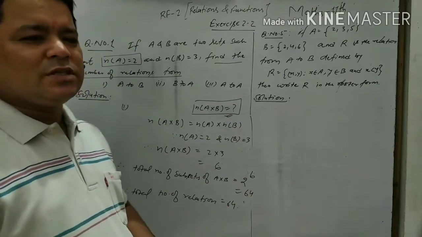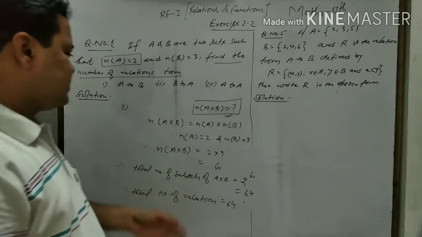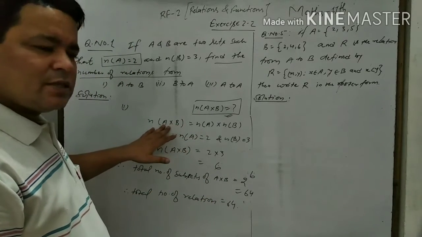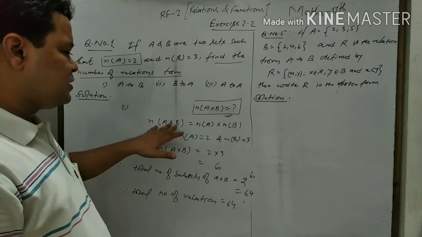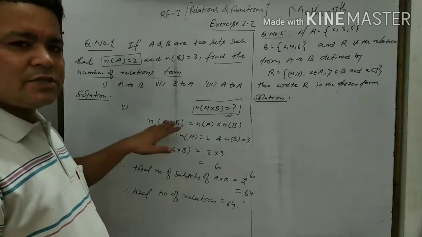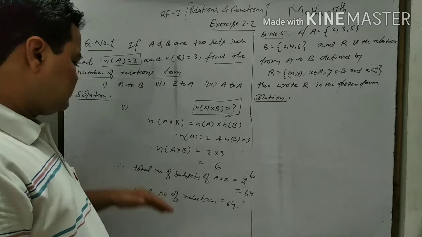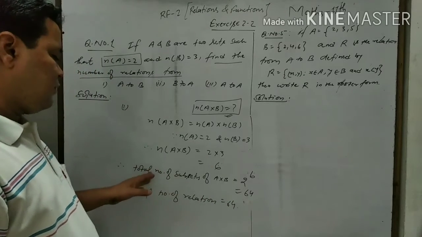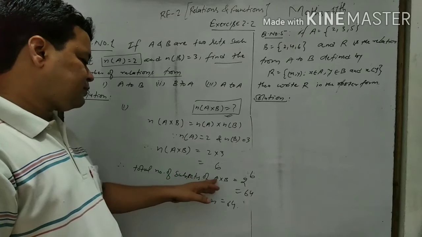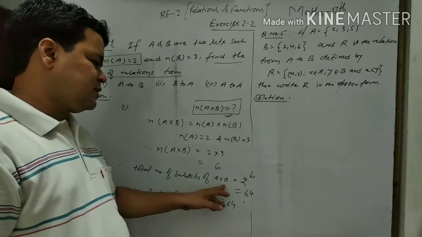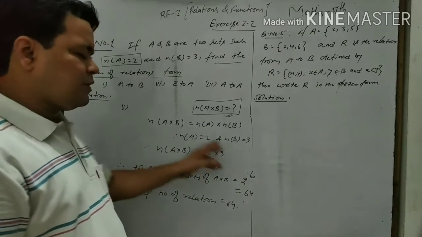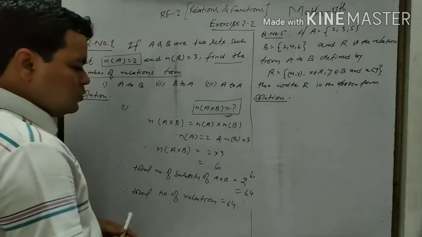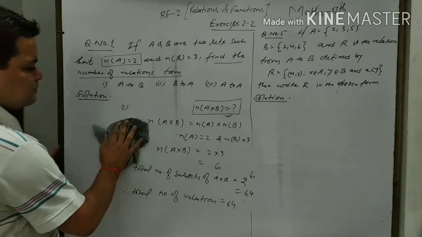Actually this is very simple. Simply we want to find this value. Why do we want to find this? Because each subset of the Cartesian product gives a relation. Therefore first of all we find the total number of subsets of this. This is the way we can find the solution of question number 1. Now let us see the second part.